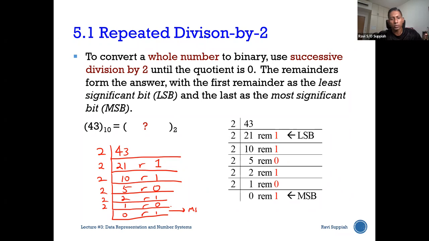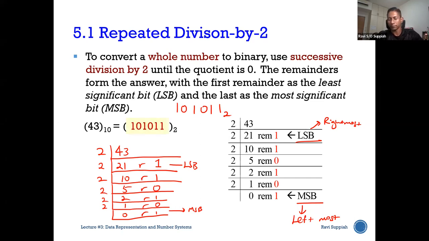The last one is your most significant bit, and this is your least significant bit. So what is MSB and what is LSB? Whenever you write a sequence of binary bits, the most significant bit is the bit on the leftmost, and the least significant bit is the rightmost. So to write this out, it will be 1, 0, 1, 0, 1, 1. You can put a base 2 over here to say that this is a binary number.